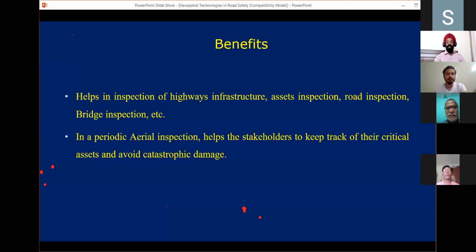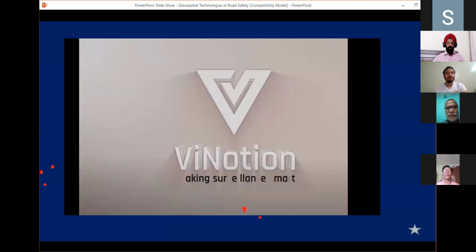Periodic aerial inspection helps the stakeholders keep track of their critical assets and avoid catastrophic damage. There may be a number of highway bridges that are very high, so it's very difficult to take photographs. But with the help of drones, I can take those photographs. Okay, so I will show you one video.